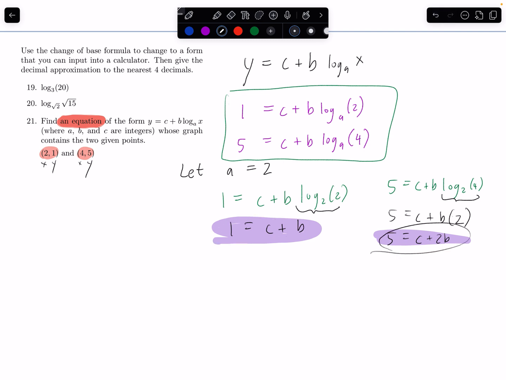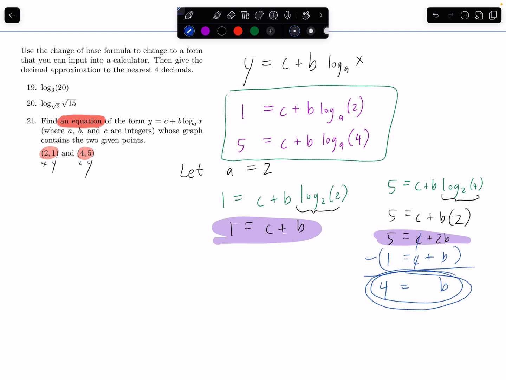So I'm going to take this guy, subtract it from this guy. You could go either direction, but I'm going to go that way since this is the smaller number. But either way, it doesn't really make much difference. Okay, so I'm going to subtract this other formula. 5 minus 1 is 4. c minus c cancels. 2b minus b is b. So already b is equal to 4. Okay, now let's circle that in black.